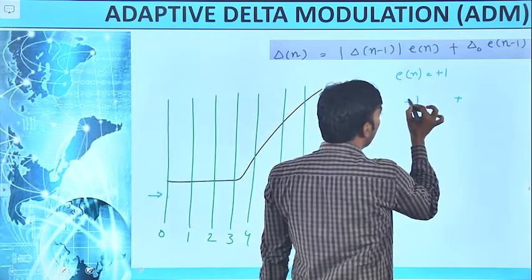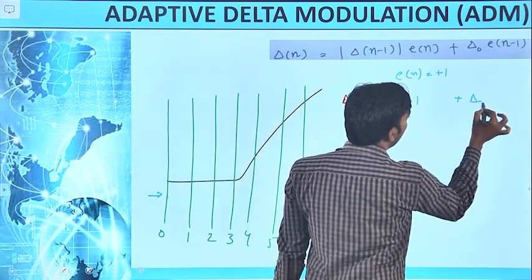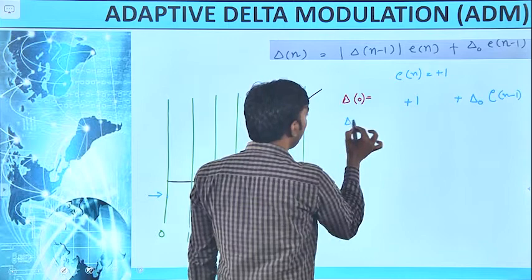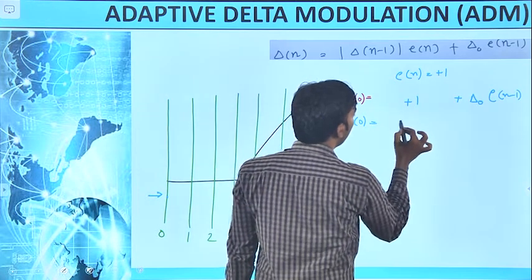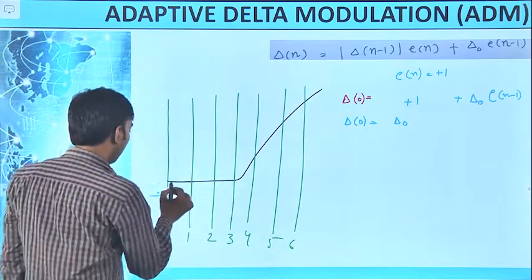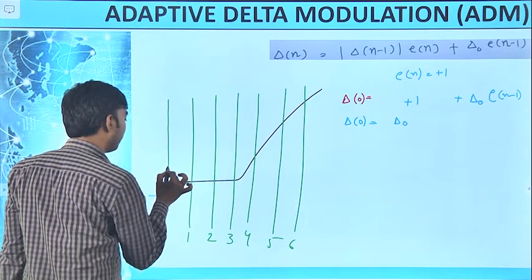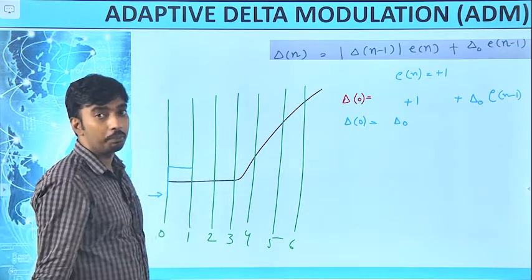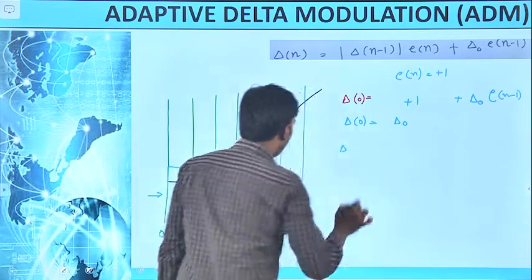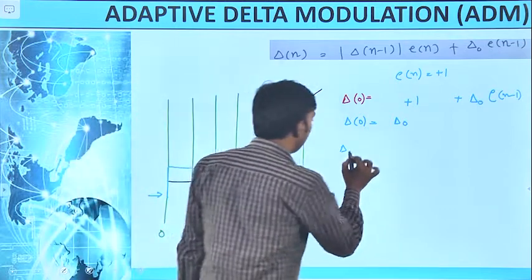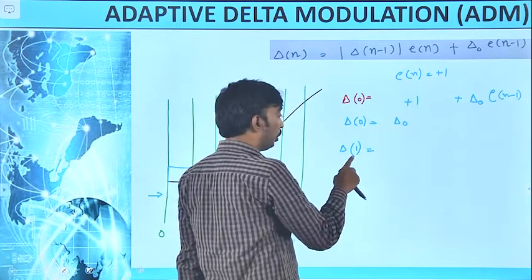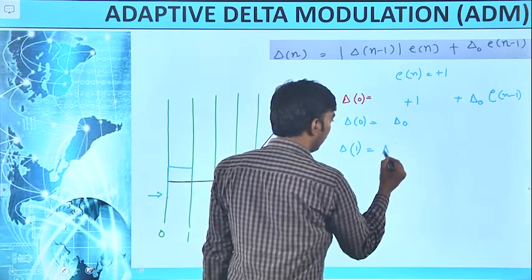This is 1 plus 1 I am taking, plus del 0 times E of n minus 1. E of n minus 1 also I don't have. That's why del of 0 is equal to del naught. That means it is rising to plus delta, right? It is rising to plus delta in ADM. And now at the next sample, that is del of 1, is equal to del of n minus 1. Now n is equal to 1, 1 minus 1 is 0, that means del of 0.